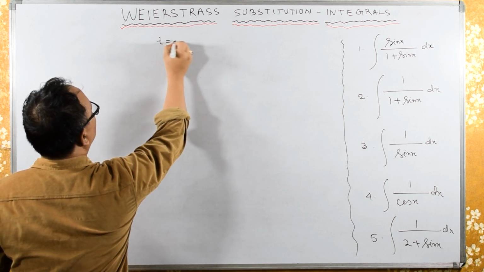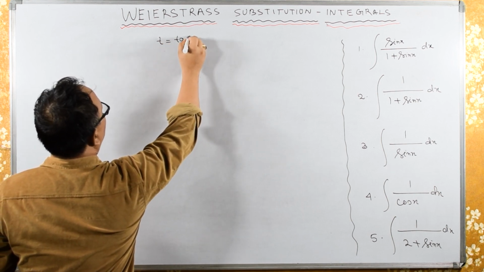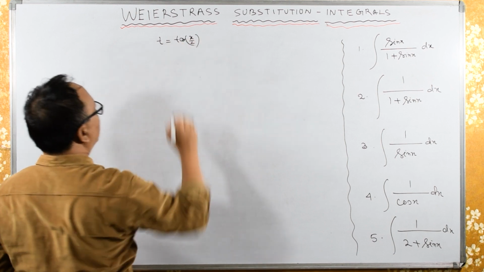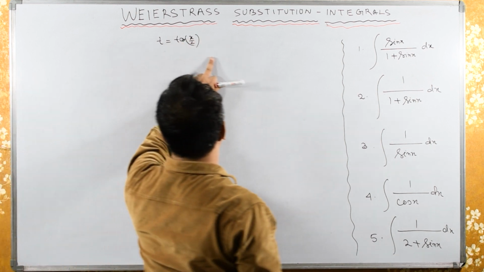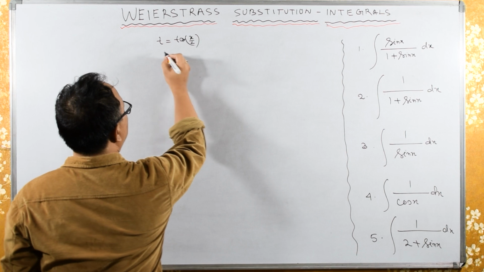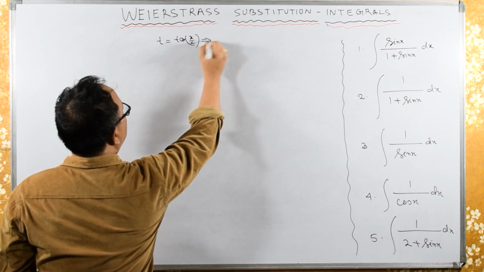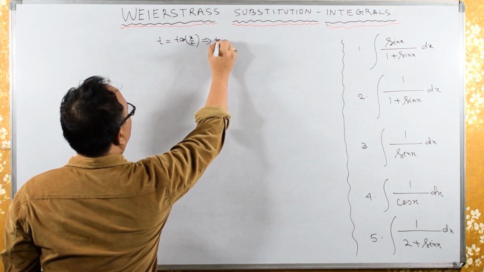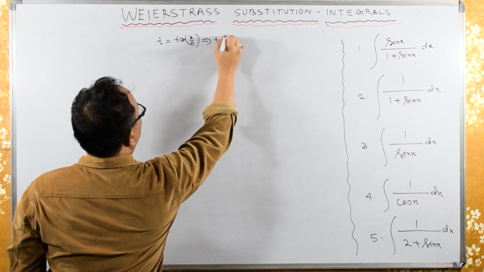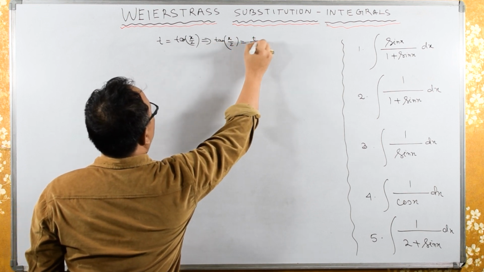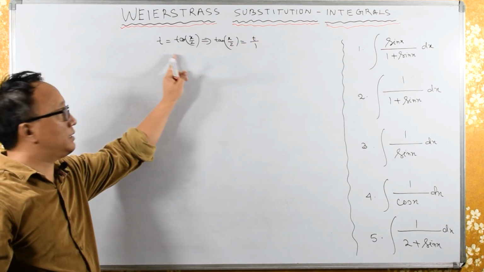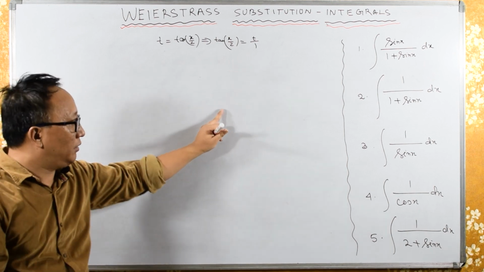t equals tan x by 2. It means what? t equals tan x by 2. This implies tan of x by 2 equals t upon 1. We can say t is the same as t upon 1. Okay. Look at here.